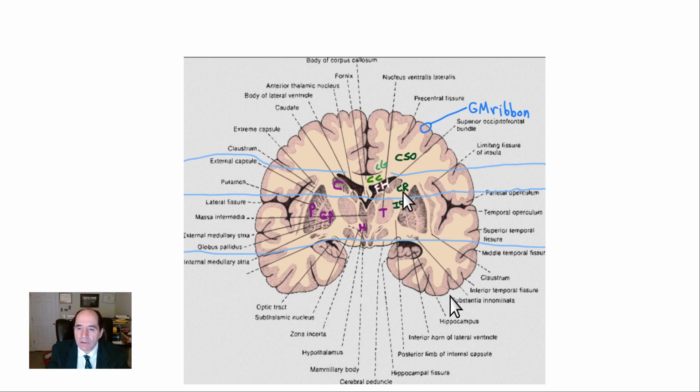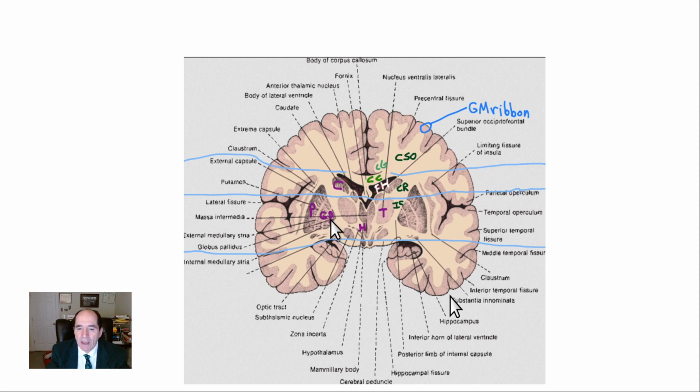Okay, CR right here is for corona radiata. IC at this level is internal capsule, which we'll go into in more detail once we look at axial images, which means transverse images. This is coronal. Coronal means from front to back. Okay, C right here is for the caudate nucleus. H right here is for the hypothalamus. T is for thalamus. Then you should know this one though.